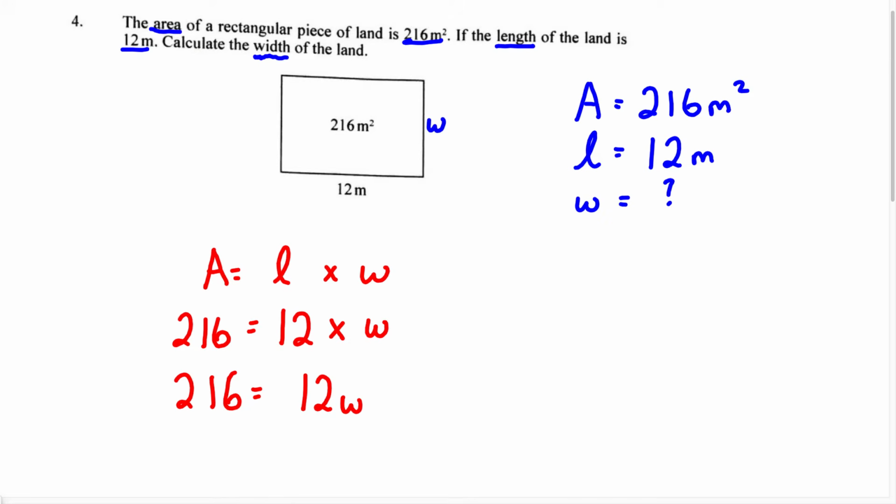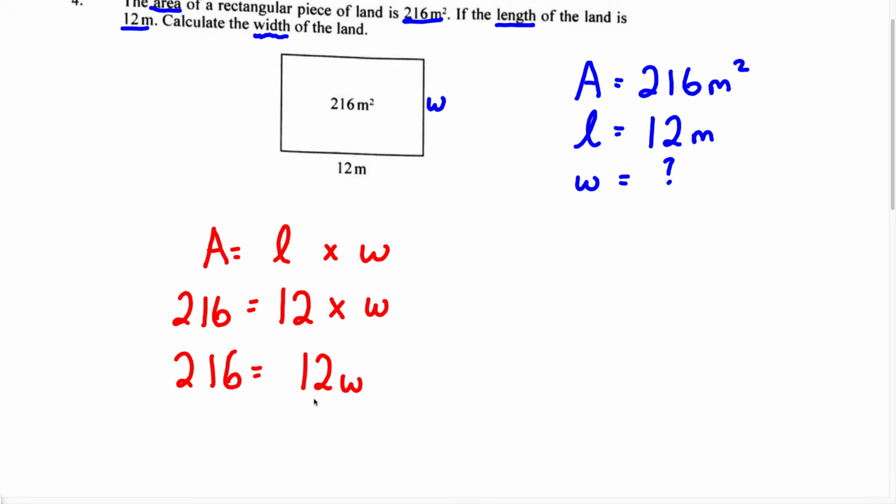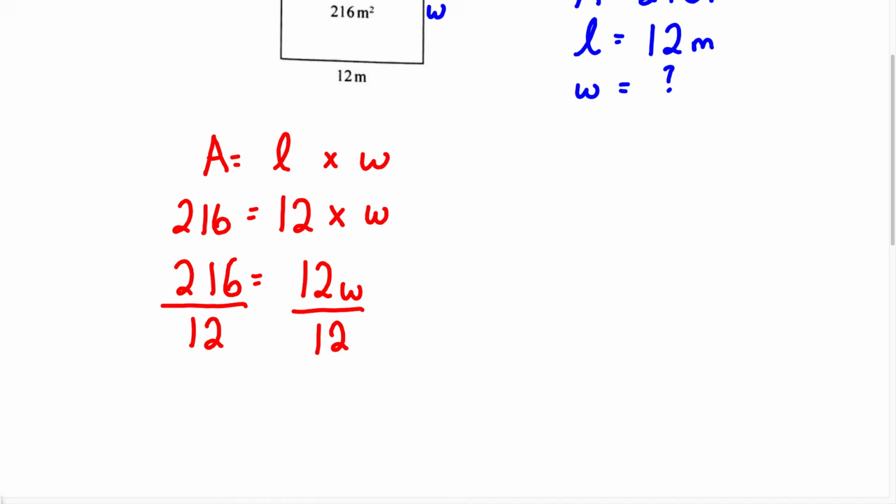Now we know we have to get W by itself because that is the width and that's what we're looking for. To get W by itself, we're going to have to get rid of the 12. In order to get rid of the 12, we're going to have to divide on both sides. So we're just going to divide both sides by 12. We know these two 12s are going to cancel out. But we still have 216 divided by 12.